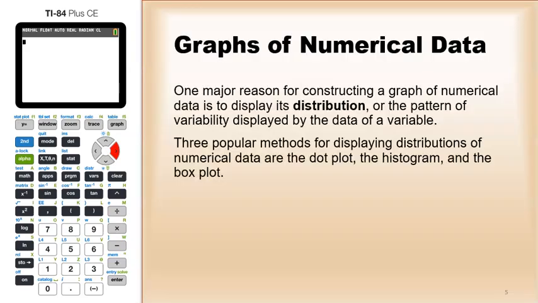One major reason for constructing a graph of numerical data is to display its distribution. And by that I mean the pattern of variability displayed by the data of a variable.